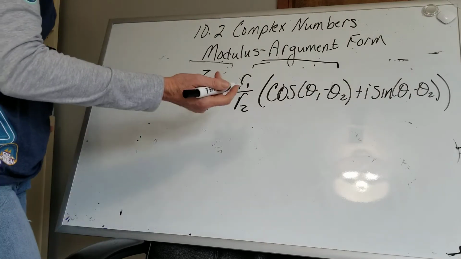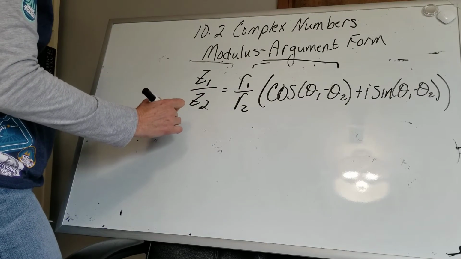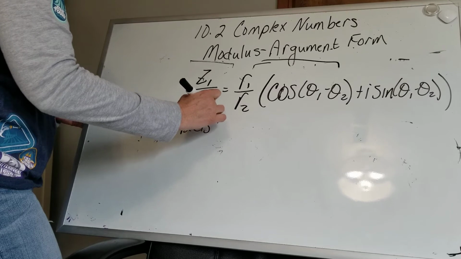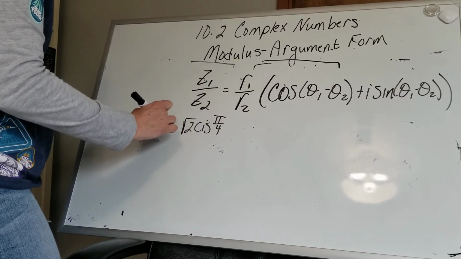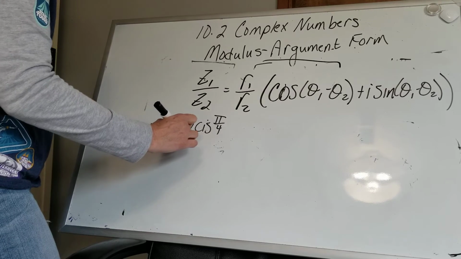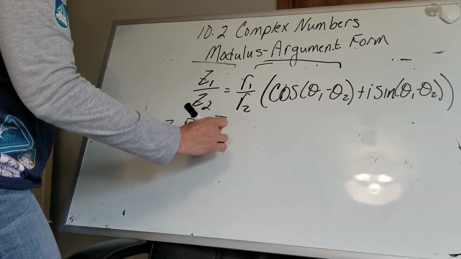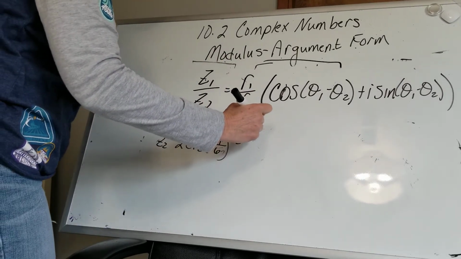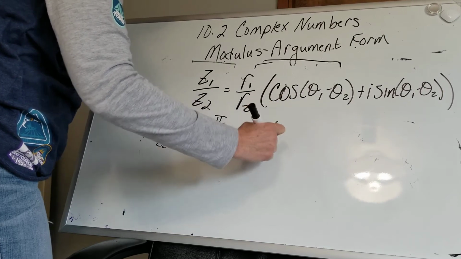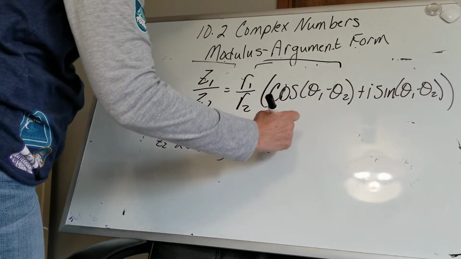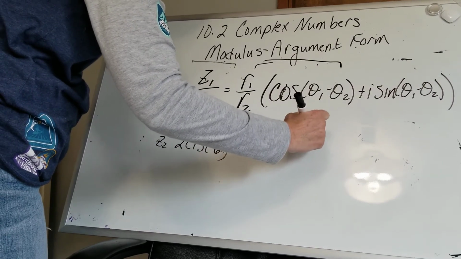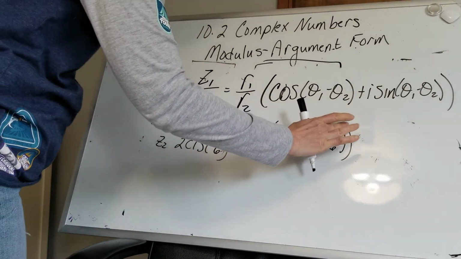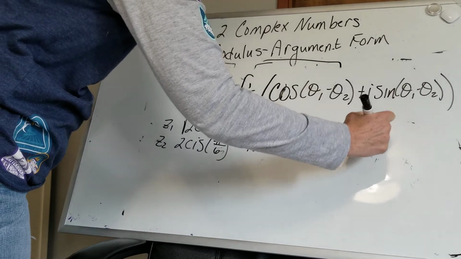All right, so in that previous example, Z1 was our root 2 cis pi fourths. And then Z2 was 2 cis, I'm going to do the negative one this time, negative pi over 6. So if I'm going to divide those, I'm going to go 2 divided by root 2. This time I'm going to subtract the angles. So I'm going to go cosine of pi fourths minus negative pi sixths, and then plus i sine of the same thing.